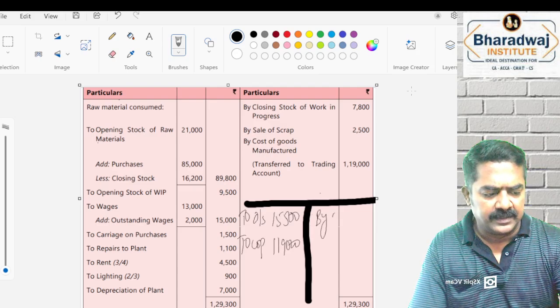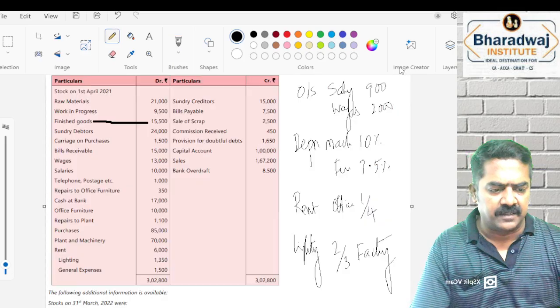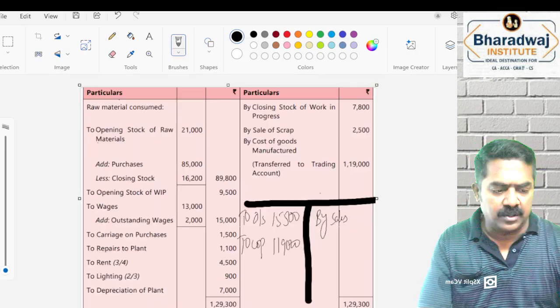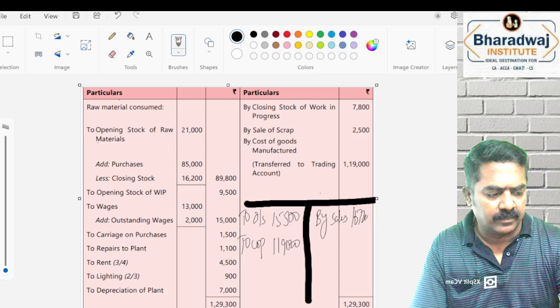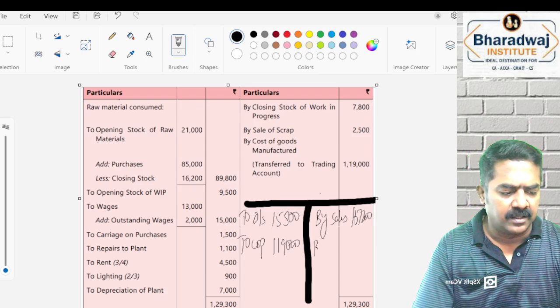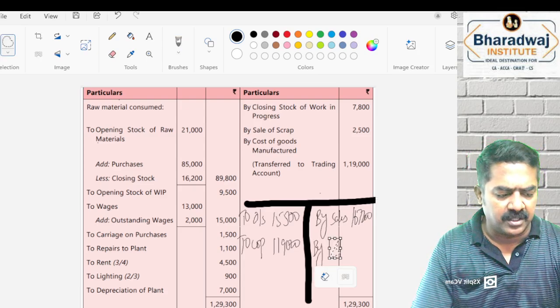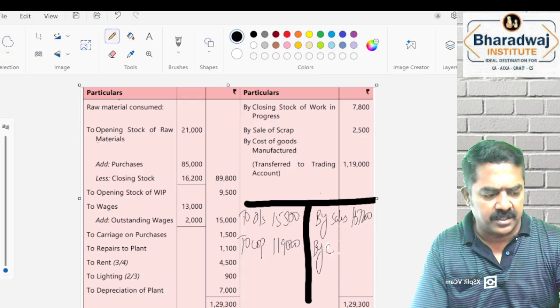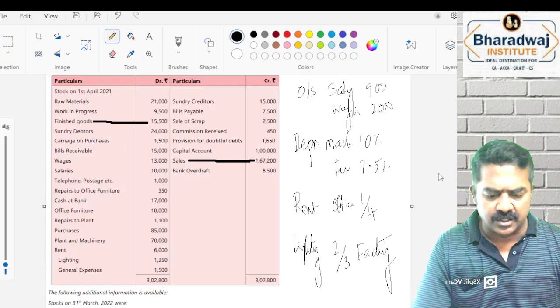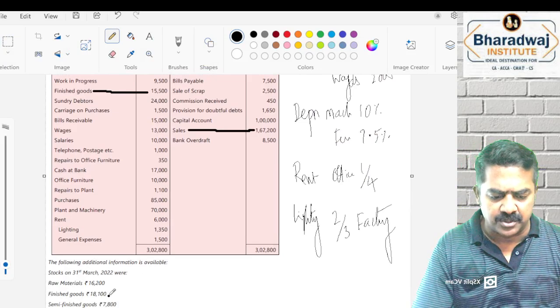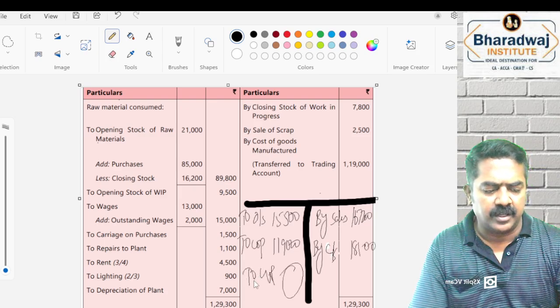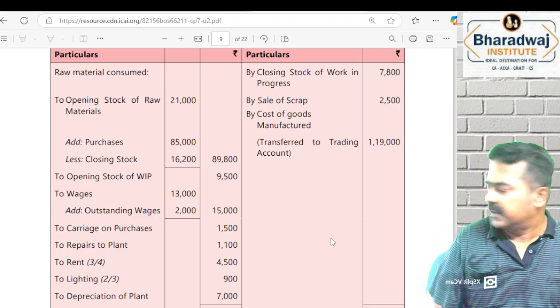1,19,000 will come. Sales will come. What is the sales given? They have given it on the credit side. What is the sales? 167,200. By closing stock of finished goods, given in the adjustment. Closing stock of finished goods is given in the last line. Finished goods how much? 18,100. When you tally, you get gross profit.